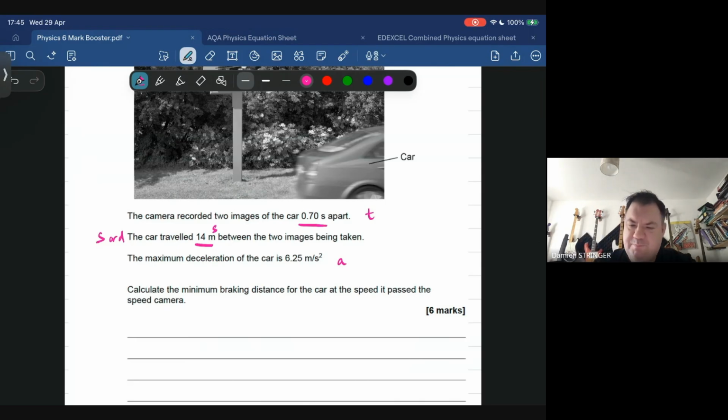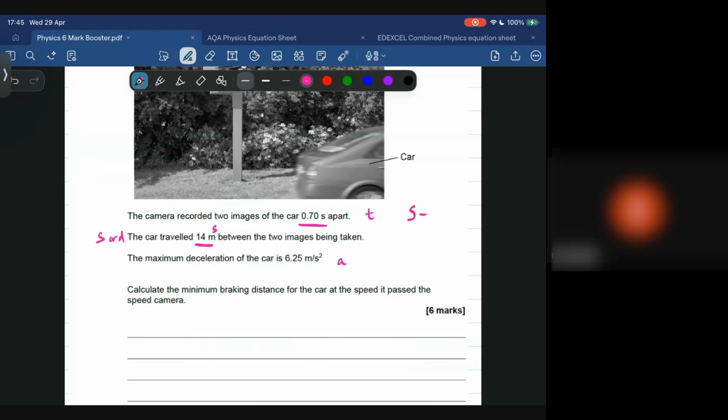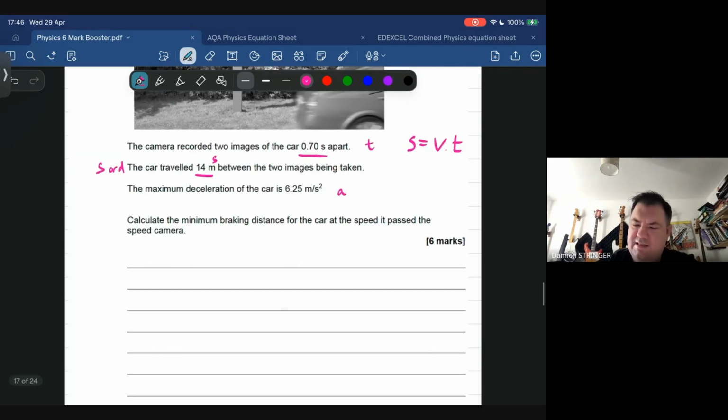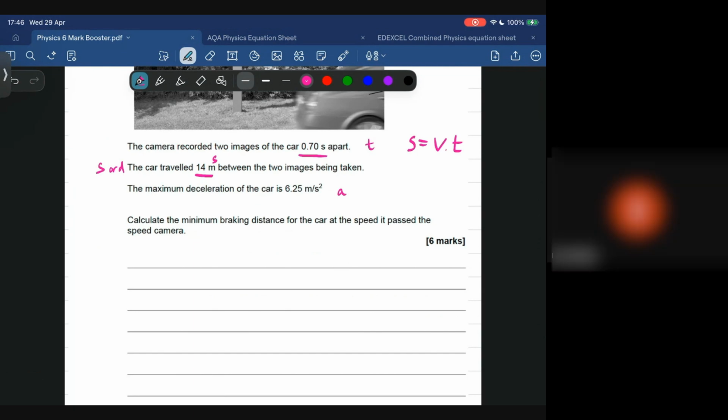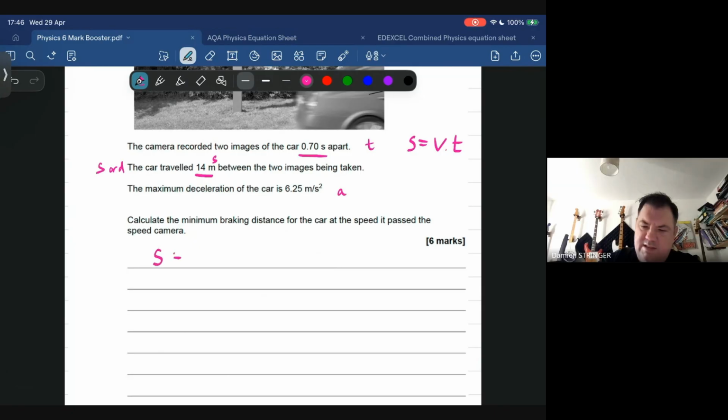So, where would we go with this, Louis? What would you do? I'd pick the correct numbers from the sheet. So you would use that, would you? S equals VT. Yeah, so there you go. I'd first write the equation out that I'm going to use, and then I'm going to put the numbers into the equation. Yeah. Stay with me then.